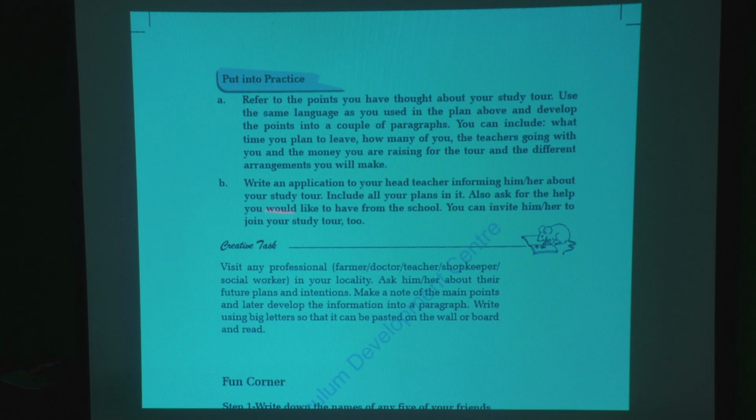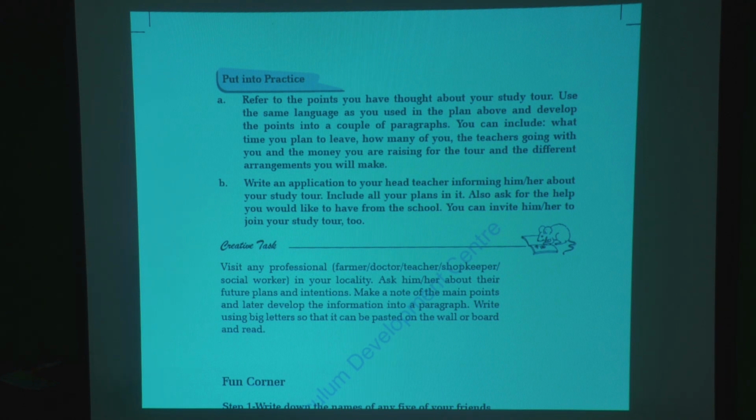You can include what time you plan to leave, okay, you have to give the specific time, how many of you are going there, and the teachers going with you, and the money you are raising for the tour, and the different arrangements you will make. So these are the things you have to mention there and then write accordingly, okay, using the language given here.